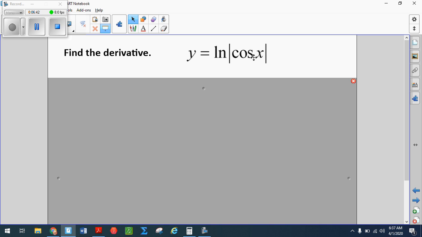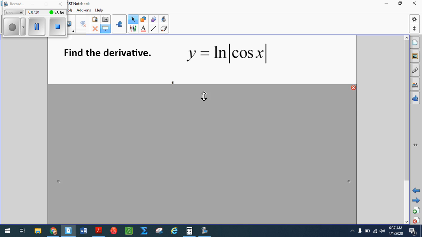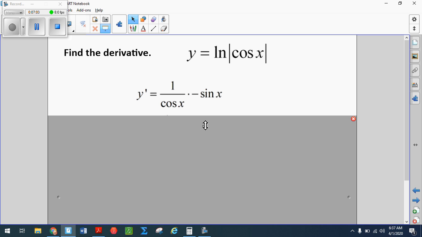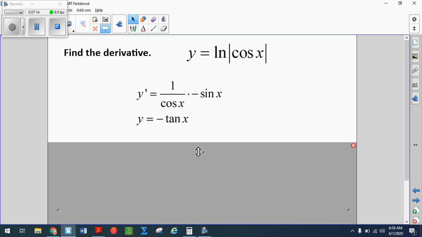Cosine x, I can plug in any number I want for x because cosine doesn't have a limit on its domain. The range for cosine x is going to be positive or negative. So putting in the absolute value there ensures that I can take the natural log of this no matter what goes in for x. The derivative of natural log of something is 1 over something times the derivative of the something. So 1 over cosine x times negative sine x, which would just be y prime equals negative tangent x.